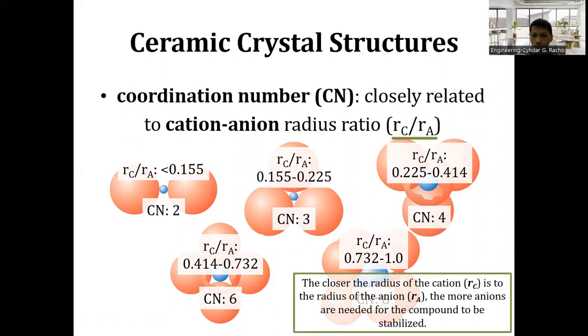Okay, so the closer the radius of the cation is to the radius of the anion, the more anions are needed for the compound to be stabilized. Just like this one, which is very small, you just need 2 anions. But for this one, you need 8 for this figure.